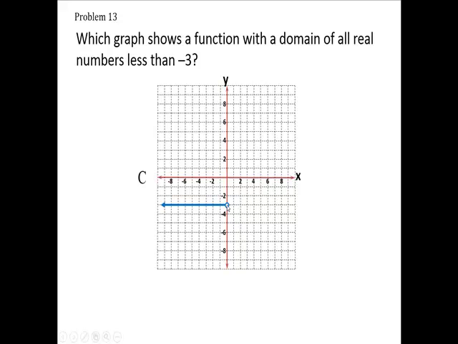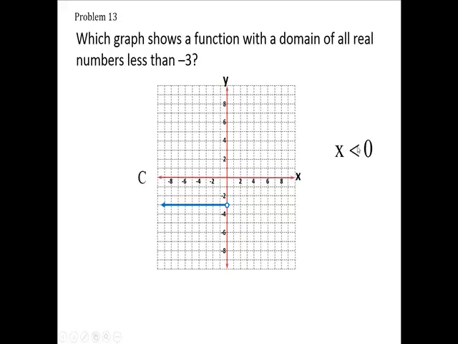Let's see what's wrong with this one here. Now here you have y is always -3, but we don't care about y being -3. We want x to be less than -3. Here x is -1, -2, -3, -4, -5. When x is -1 or -2 or -2.5, we're talking things that are greater than -3. So that's what's wrong with this one.